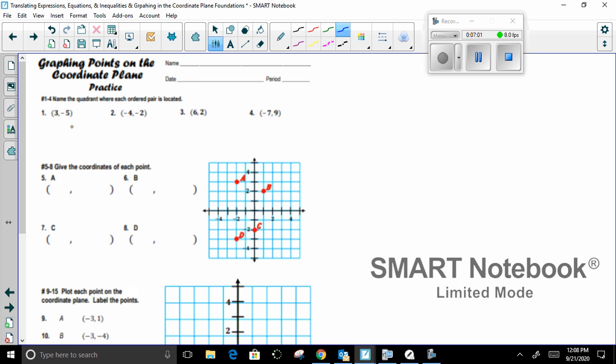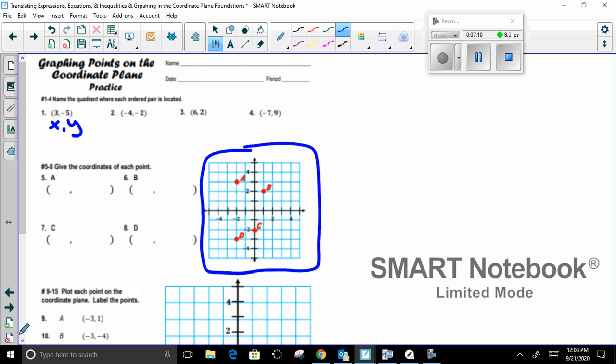(3, -5). So x is +3, y is -5. I'm just going to use this graph over here to look and see. So +3 on the x, -5 on the y would be down here. That is quadrant 4. (-4, -2). X is -4, y is -2. That would be right here. That's quadrant 3.